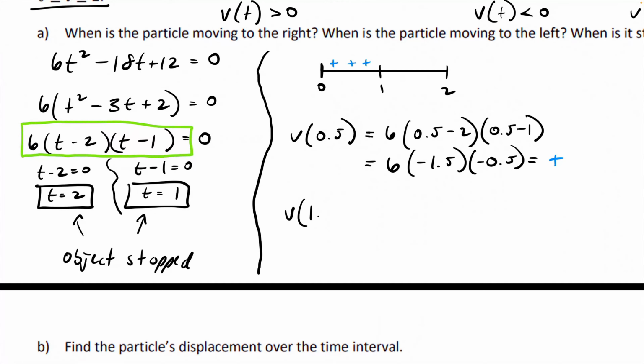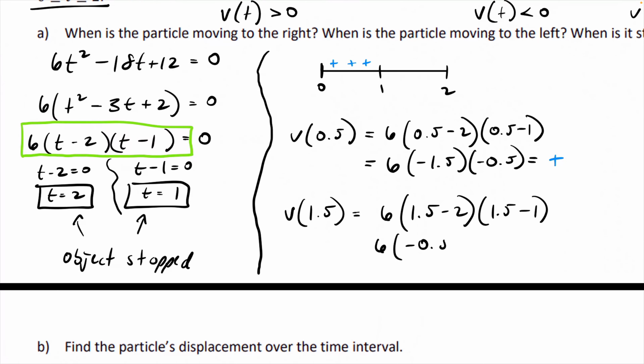Now I'm going to do the same thing, but for a number in between 1 and 2. 1.5. So we get 6, negative 0.5, positive 0.5. So when I multiply those three numbers, is it going to be a negative number or a positive number? Negative, yep. Only one negative, you get a negative.